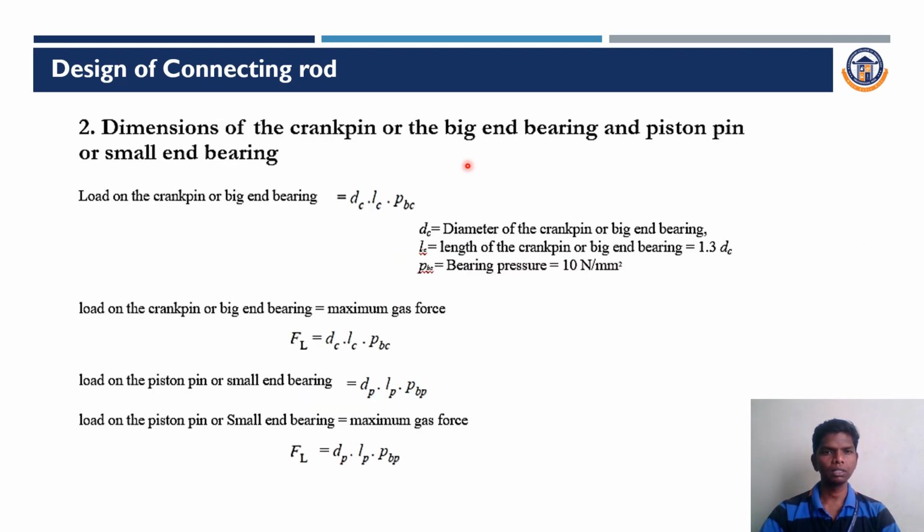So next one is the dimension of the crank pin or big end bearing and the piston pin or small end bearing. So these are the four formulas we are going to use to find the load on the crank pin, big end, and the load on the piston pin or small end bearings.